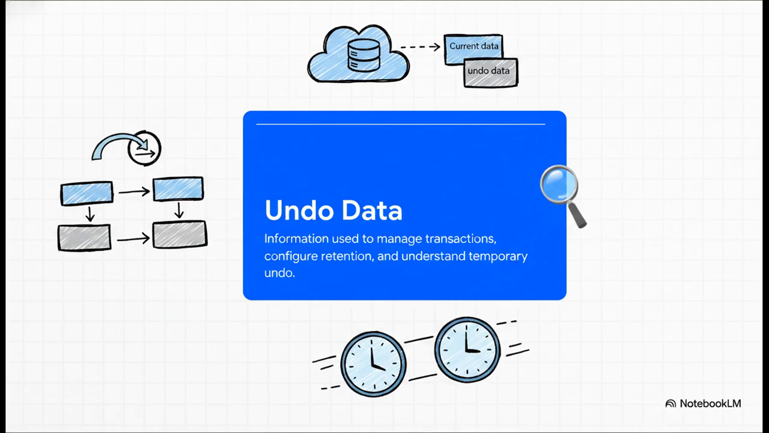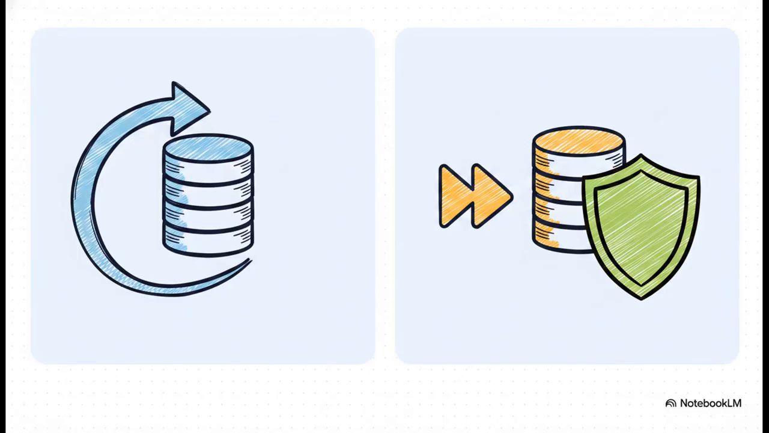Basically, if a massive query takes 5 minutes to run, it sees the data exactly as it was when the query started, even if someone else is actively modifying it right then. Pretty cool, right? Now, here is a classic exam trap. You absolutely must be able to strictly compare and differentiate undo data from redo data. Like we just talked about, undo is for rolling back transactions and providing read consistency.